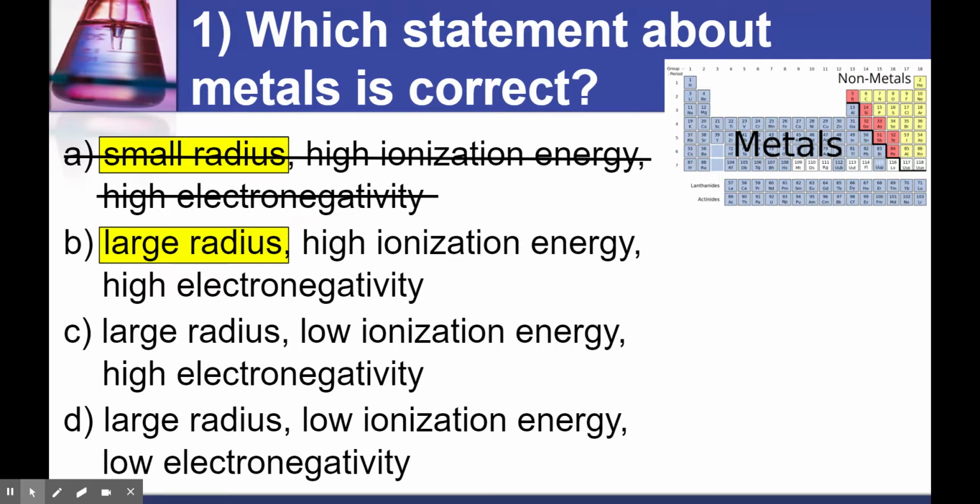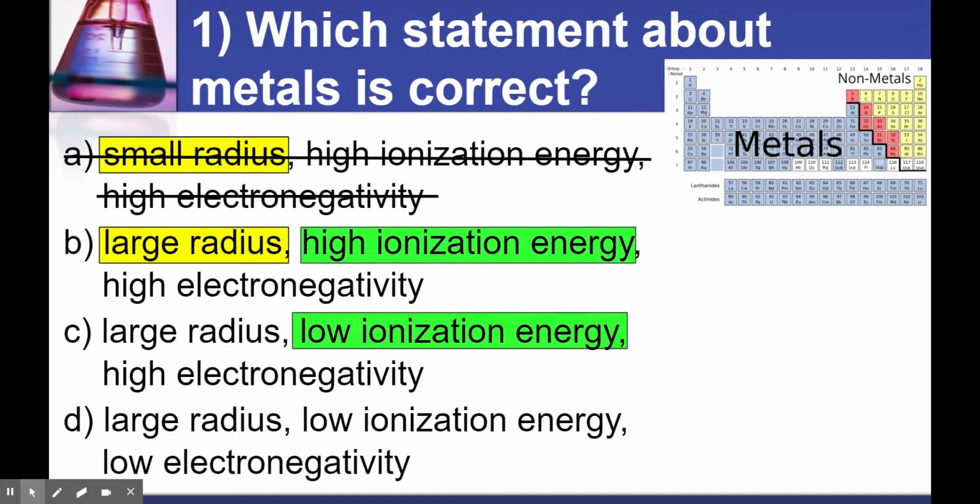Next, I noticed that it talks about ionization energy. Ionization energy is really the pull of an atom on its own electrons. How strongly is it pulling on its own electrons? If there's a higher force of attraction, there will be a higher ionization energy. So things with high ionization energy should be up in the upper right-hand corner. Those are nonmetals, not very much like metals. So when I'm looking at that characteristic, I can cross off B, because metals will have low ionization energies.